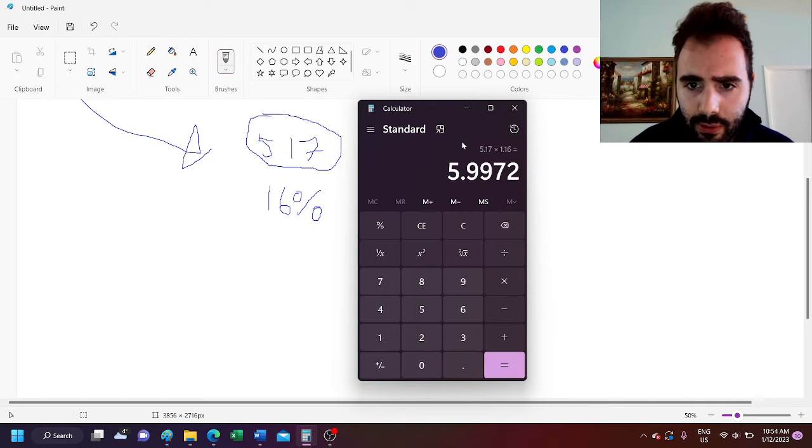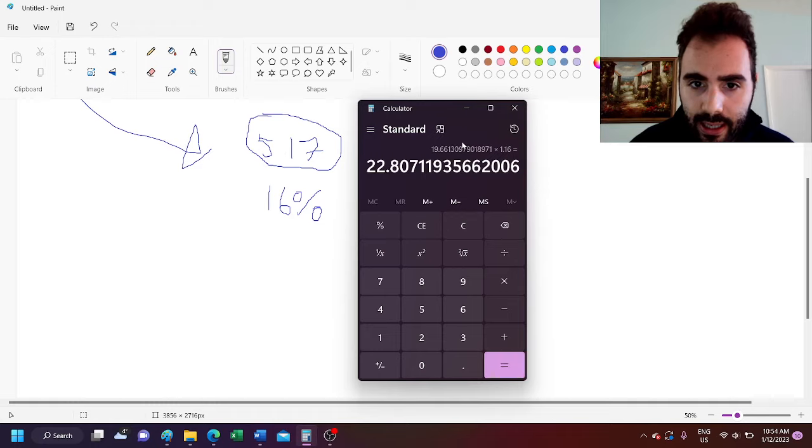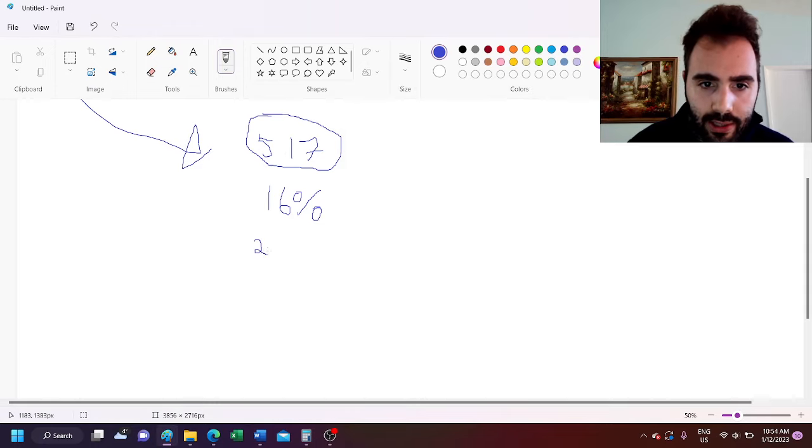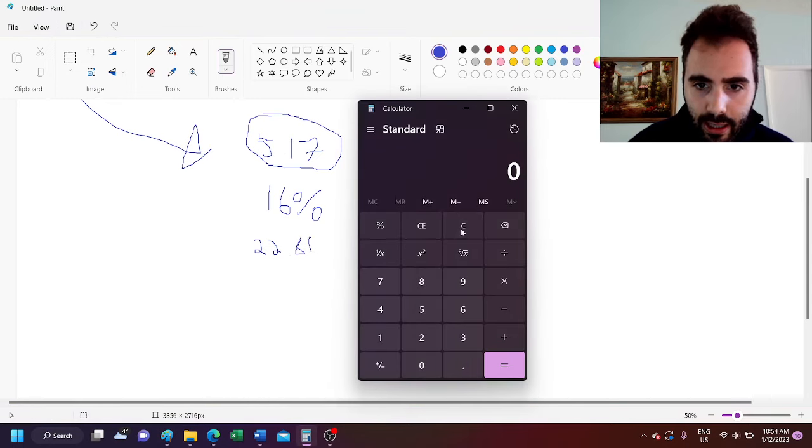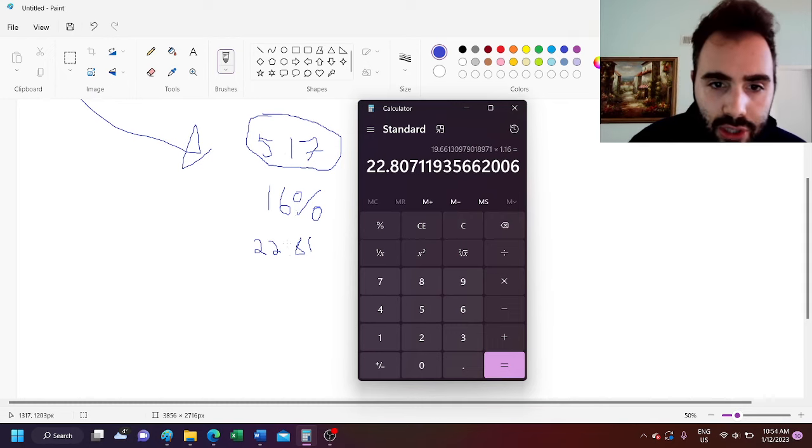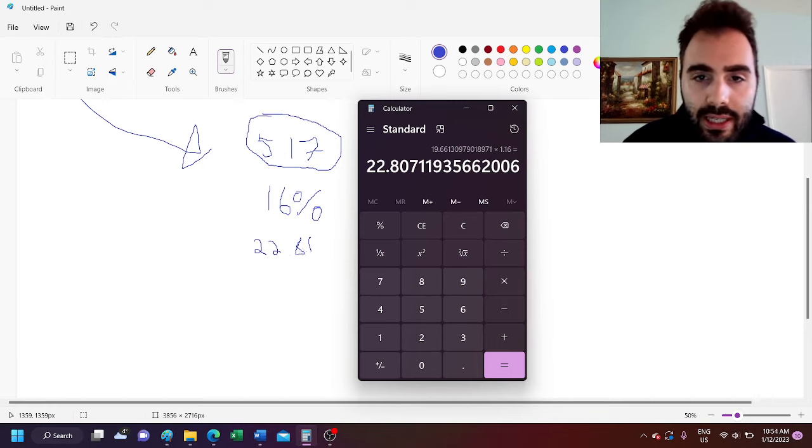I do this 10 times. 1, 2, 3, 4, 5, 6, 7, 8, 9, 10. So we get a future earnings per share of Google of $22.81. Let me just go back and double check that. So we had $5.17 growing at 16% per year. 1, 2, 3, 4, 5, 6, 7, 8, 9, 10. $22.81.